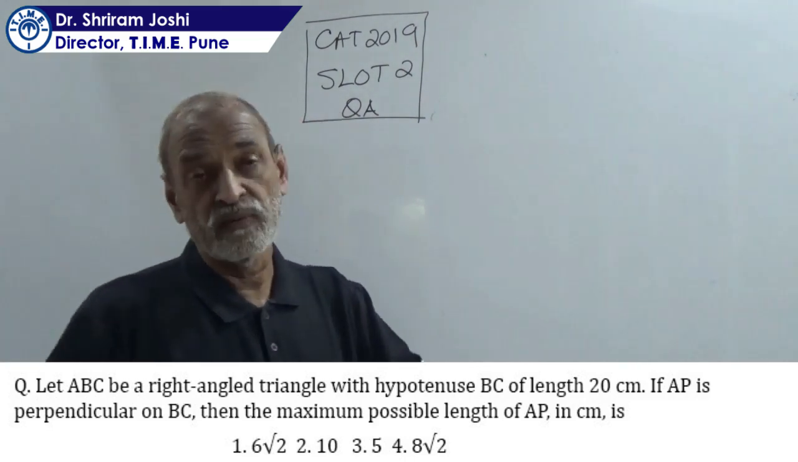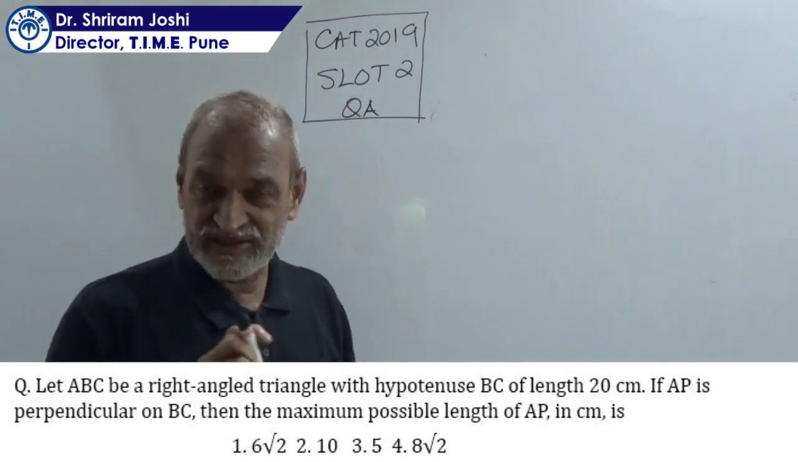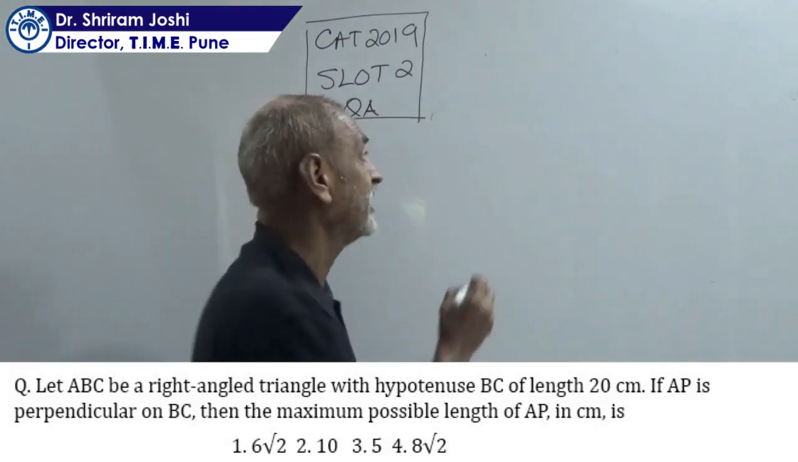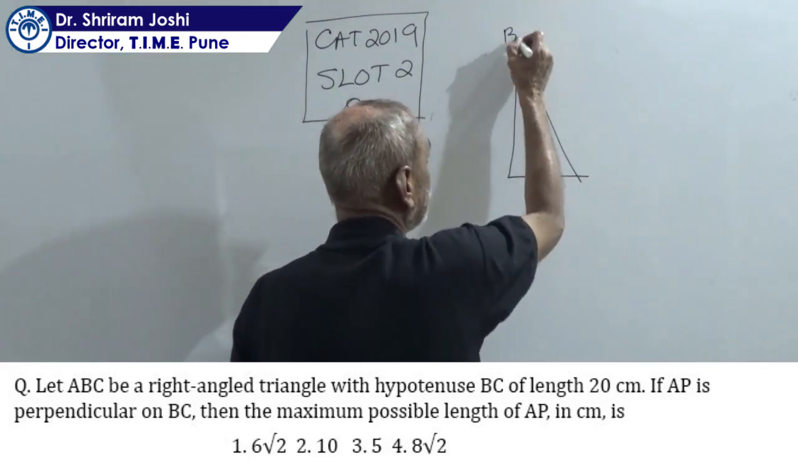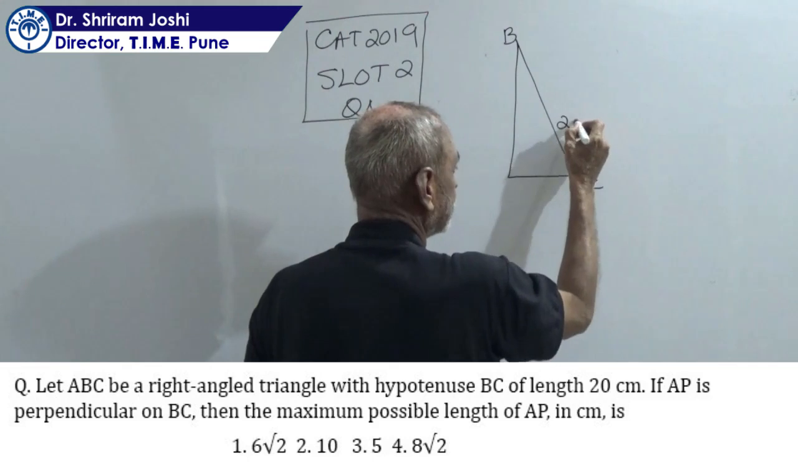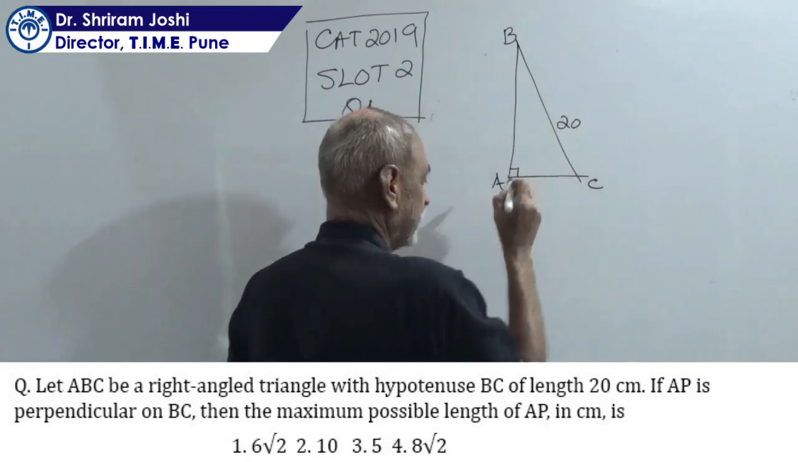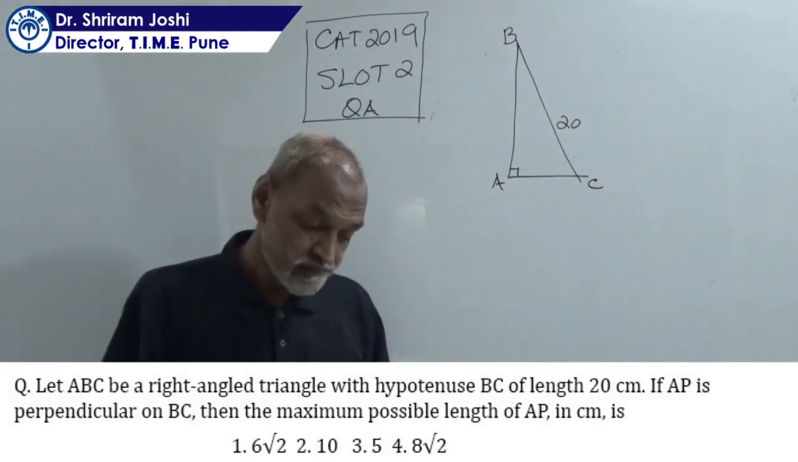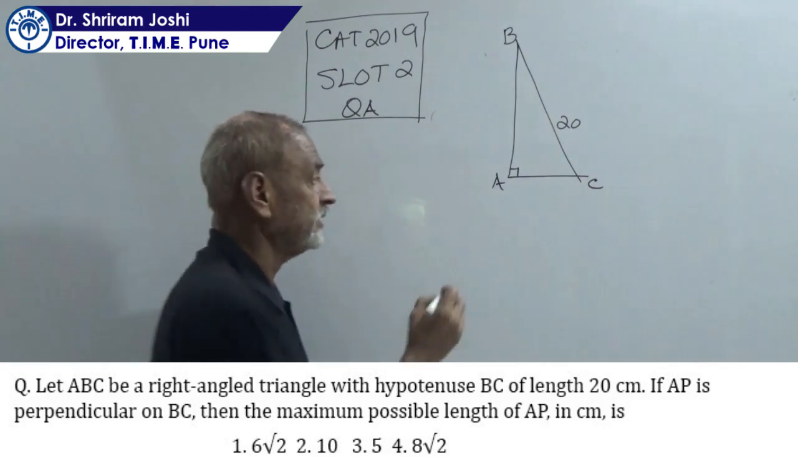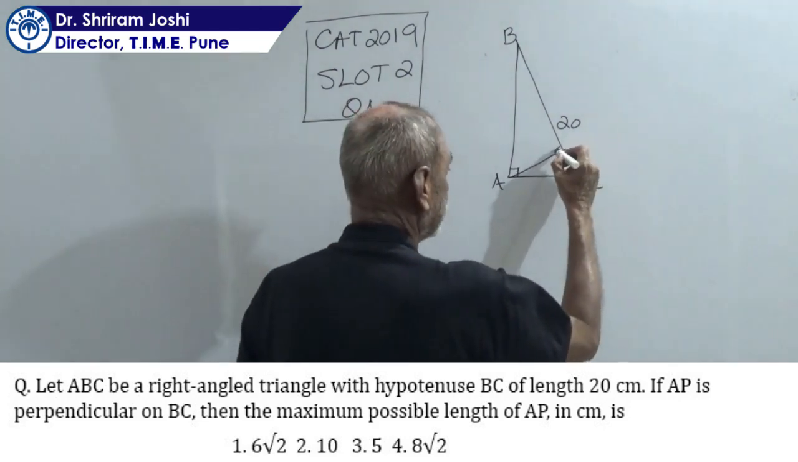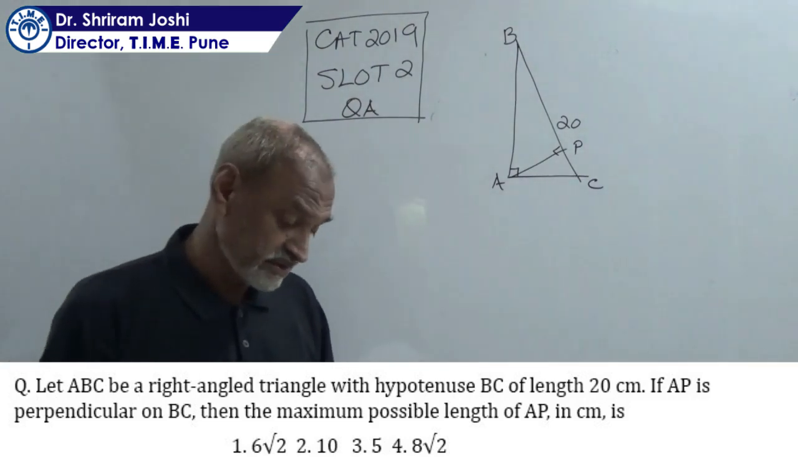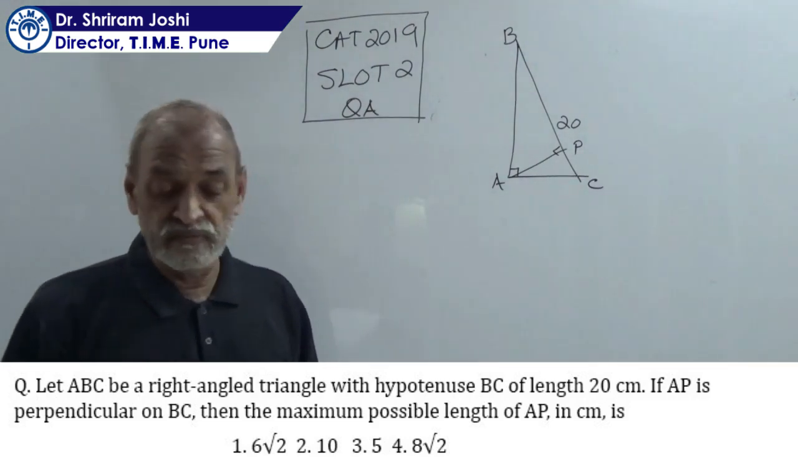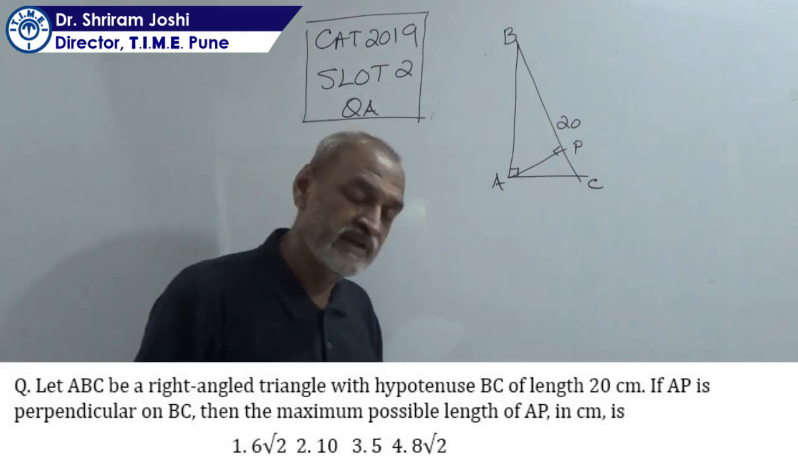No geometry problem will now have a diagram. You cannot expect a diagram. So draw a diagram. BC is the hypotenuse. So this is B, this is C, of length 20, and A is the right angle. AP is the perpendicular on BC. Question: what is the maximum possible length of AP?